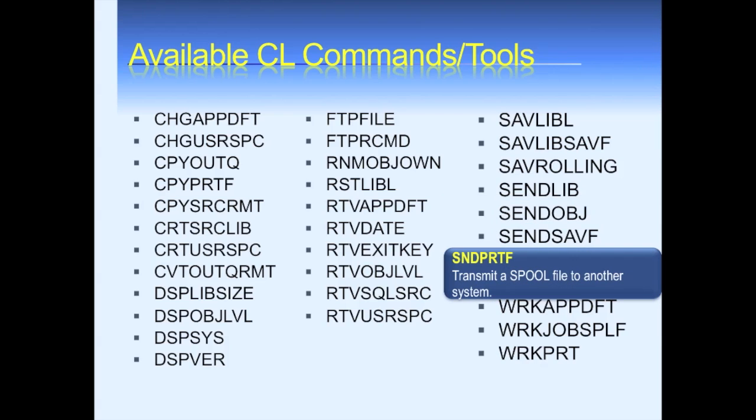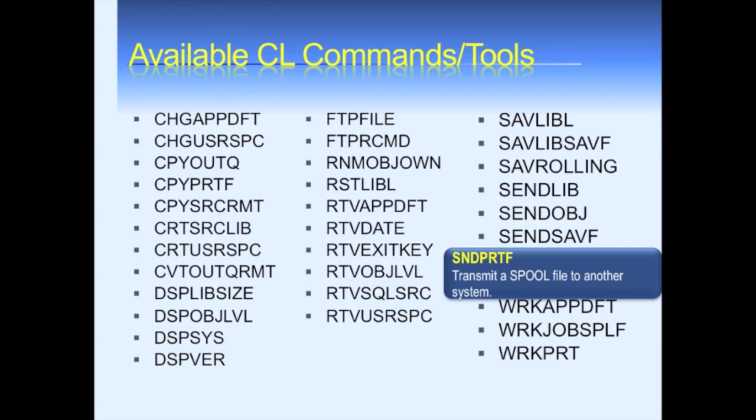Send print file is another tool. It's very similar to the copy outq command, except this works on a single spool file basis. It allows you to send a spool file from one system to another. The nice thing is we also give you an exit program that if you're running on V7R1, you can add this exit program to your system. If you take option S next to any spool file name, this command is prompted with all the attributes filled in. All you have to do is key in the remote system name, press enter, and it sends the spool file to the remote site.